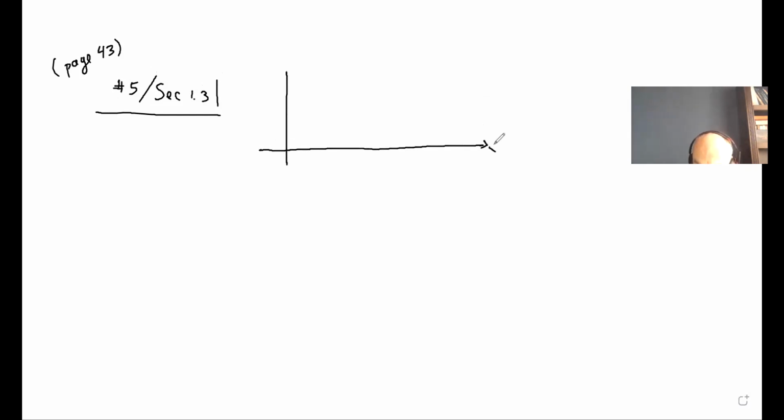of section 1.3. And this question is on page 43 in your textbook. And you get a graph there, and the graph looks something like this. I'm going to sketch it here, and then you'll see that we'll do something interesting with this graph.